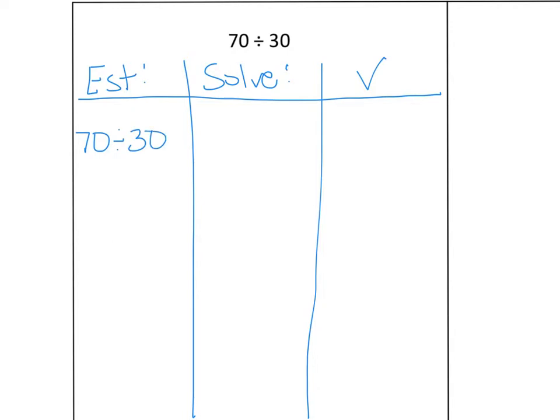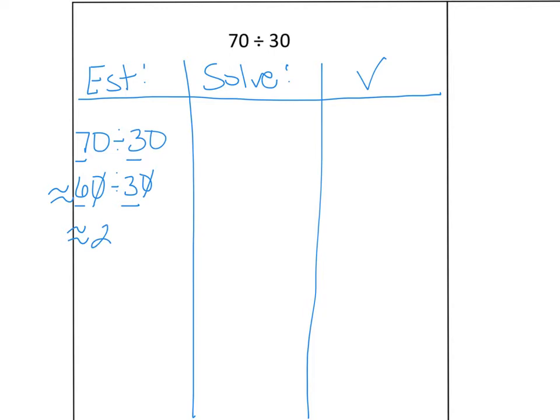All right, so 7 divided by 3 I can't do. So what close to 7 is divisible by 3? 6. So 60 divided by 30. Notice they both have zeros in it, so I can cancel them out. So what's 6 divided by 3? Oops, I forgot to put the about. Because it's an estimate, it's about. So 60 divided by 30, or 6 divided by 3, well, that's about 2.